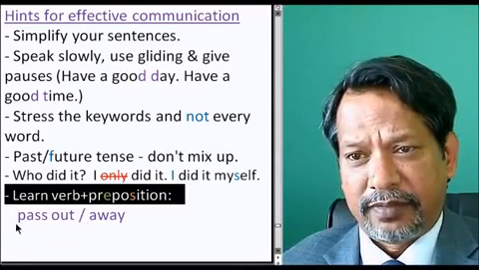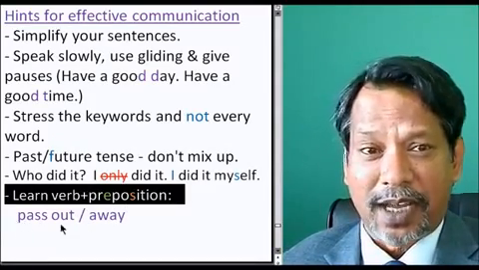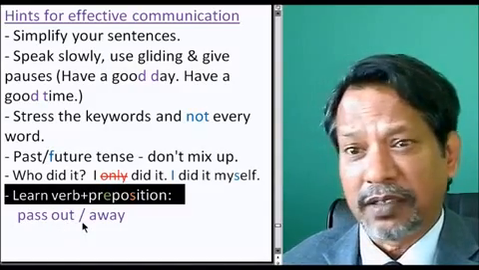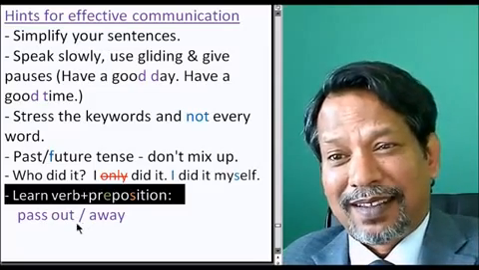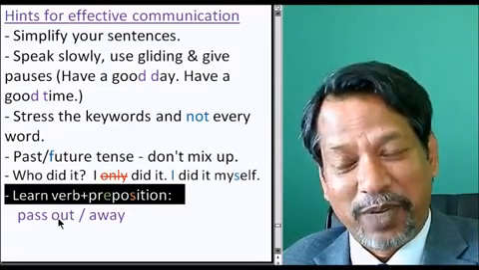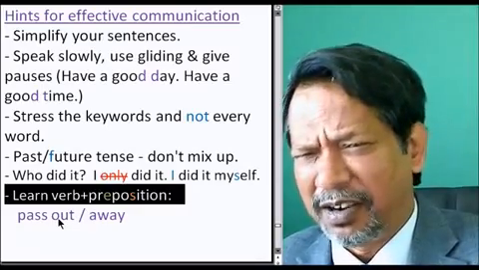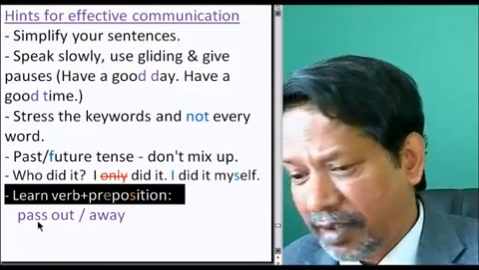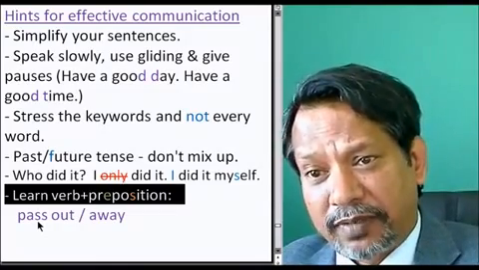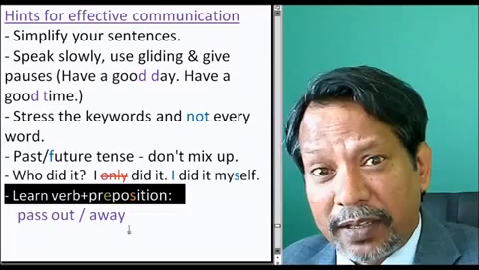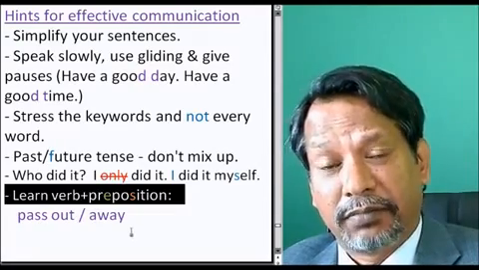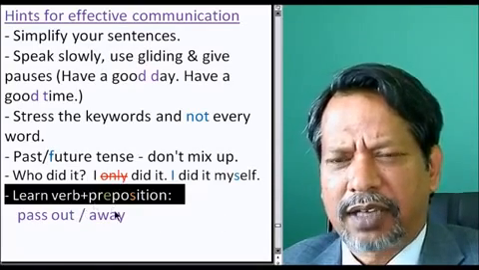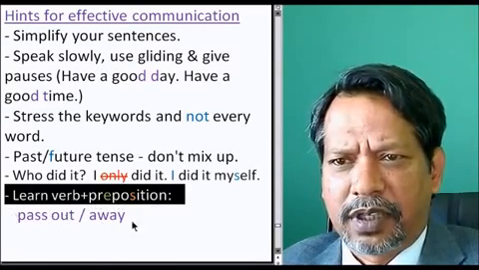For example, I have explained that earlier. Don't say, I passed out from this college. You say, I graduated from this college. Pass out is to faint. Okay? Pass out has a completely different meaning, unless you are from a military school. It's rarely used. But you should say, I graduated, or I passed. Okay? I passed my exams. I graduated from this college. Pass away means die, to die. Okay? So he passed away is he died. So learn the correct verb and preposition combination.